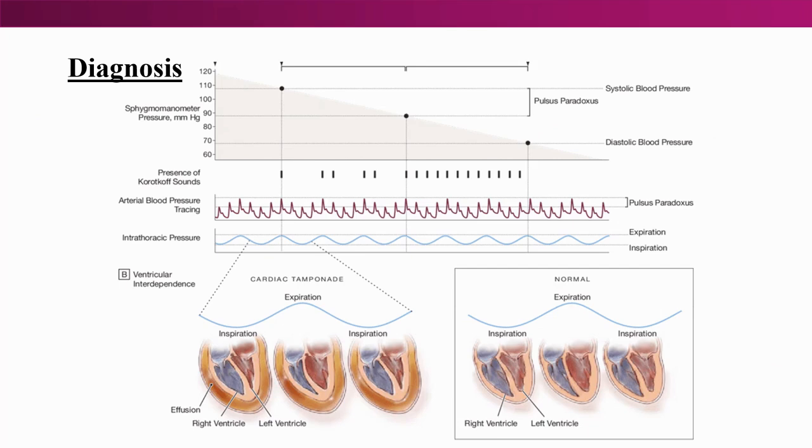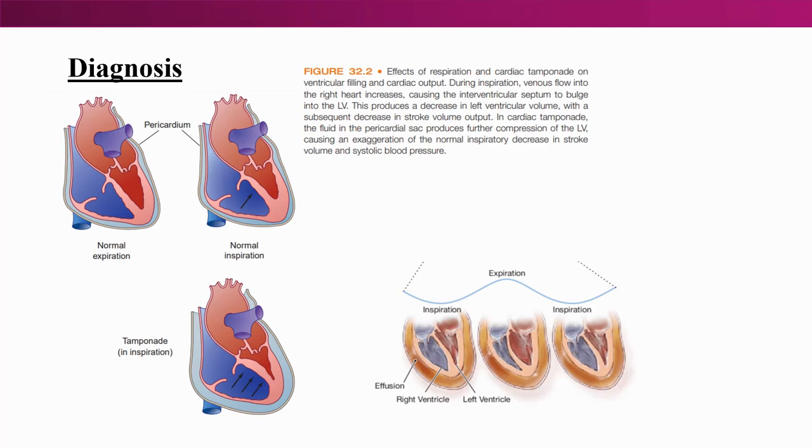Diagnosis. A key diagnostic finding is pulsus paradoxus, or an exaggeration of the normal variation in the systemic arterial pulse volume with respiration. Normally, the decrease in intrathoracic pressure that occurs during inspiration accelerates venous flow, increasing right atrial and right ventricular filling. This causes the interventricular septum to bulge to the left, producing a slight decrease in left ventricular filling, stroke volume output, and systolic blood pressure.